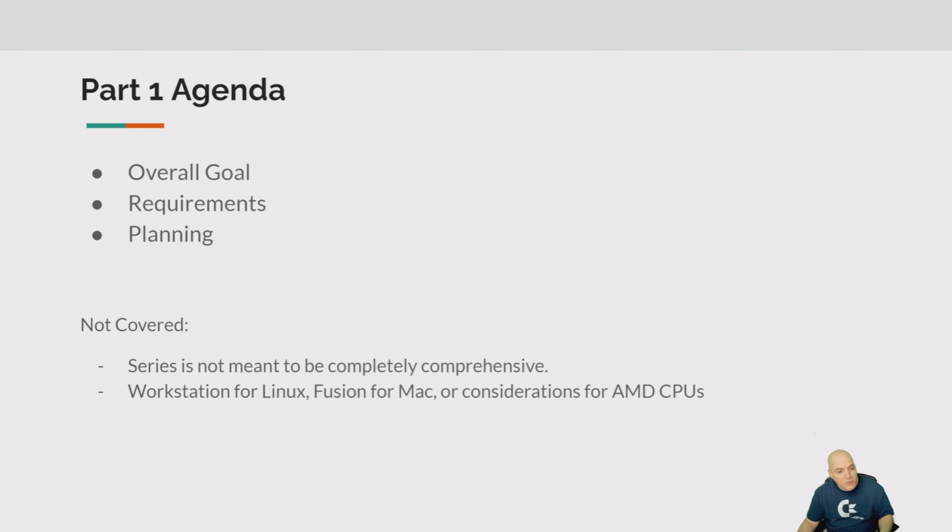Things that are not covered also: Workstation for Linux, Fusion for Mac, or considerations for AMD CPUs. Now, I'm sorry, my system's built on Intel. If you're interested in AMD, just look it up in the manual. You'll find a lot of those items there around Workstation especially, okay?